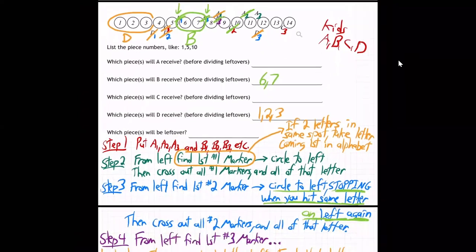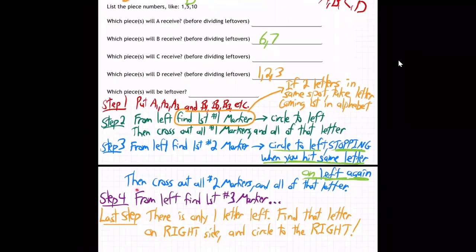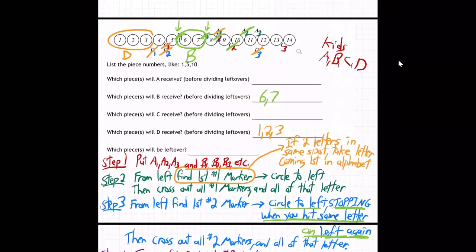Anytime we give somebody candy, like we gave D candy, now we've given B candy, right afterwards, don't forget to cross out all the markers that you just did. So on the first step, we crossed out the number 1 marker, and now we're crossing out the number 2 markers, and all of that letter you just gave candy to. All the D's and the B's are now crossed out.